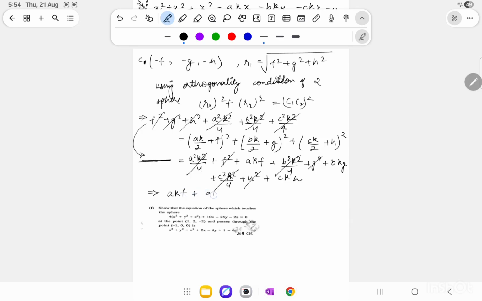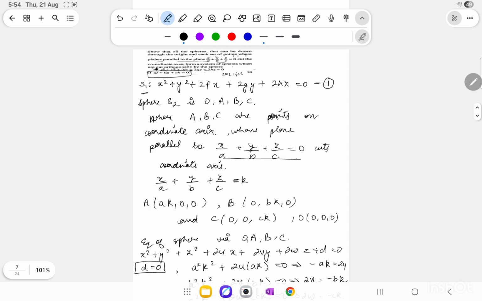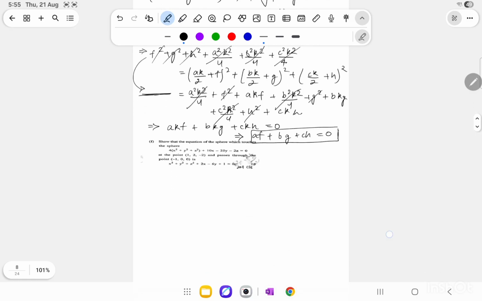So we are left with akf plus bkg plus ckh equals 0, which is also equivalent to af plus bg plus ch equals 0. So this is my condition for the spheres S1 and S2 to be orthogonal to each other, and this is the exact same condition which we were supposed to prove. So let's move on to the next question.